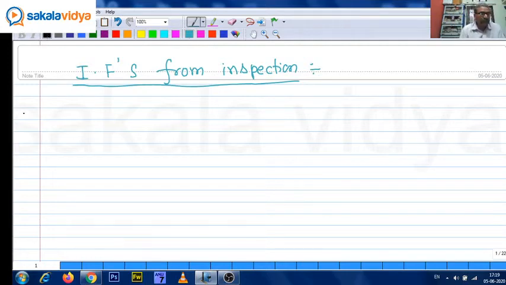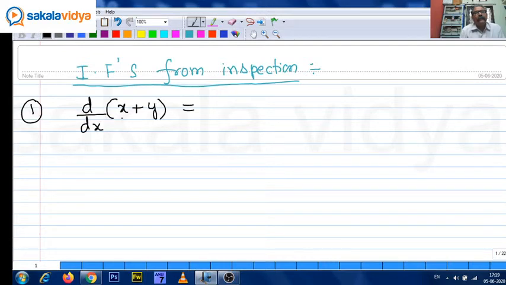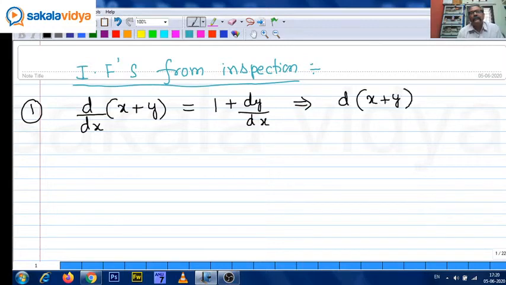See, first one, simply you find d by dx of x plus y. What do you get now? Differentiation of x is 1, derivative of y is dy by dx. Multiply both sides with dx. So d of x plus y equals dx plus dy. Now remember one thing: integral of dx plus dy is nothing but x plus y. That's the answer.